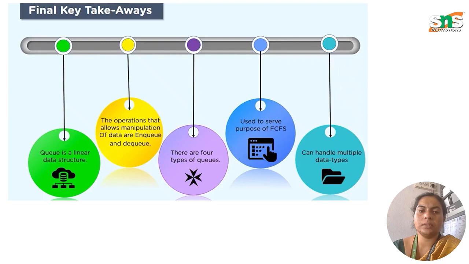So the key takeaways are: a queue is a linear data structure, and the operations that are performed are Enqueue and Dequeue, and there are 4 types of queues. We use it to serve the purpose of first come first serve, and we can handle multiple data set types.